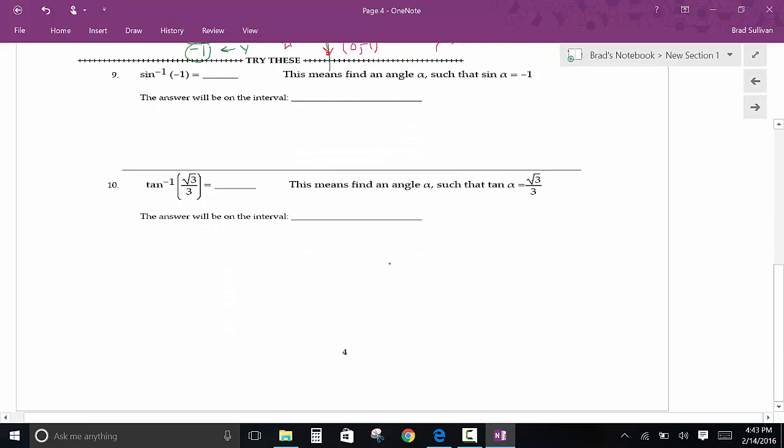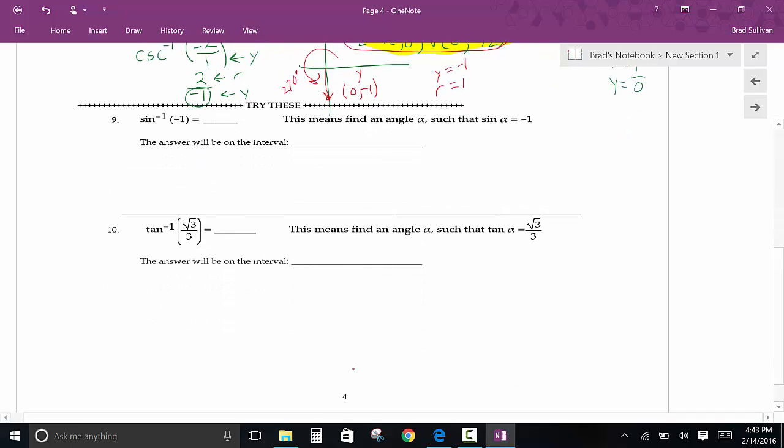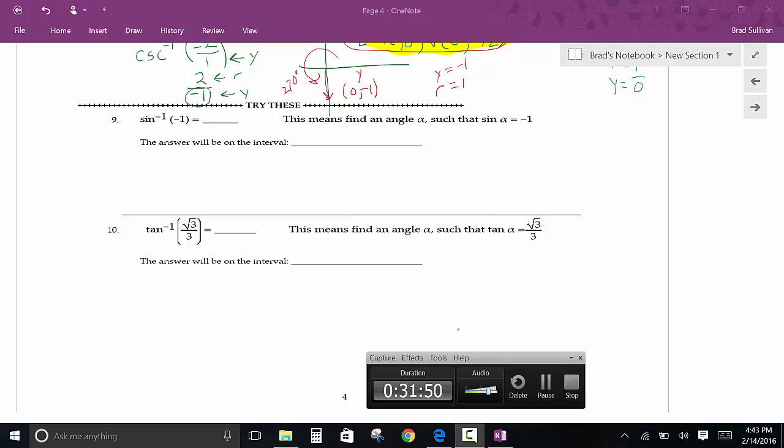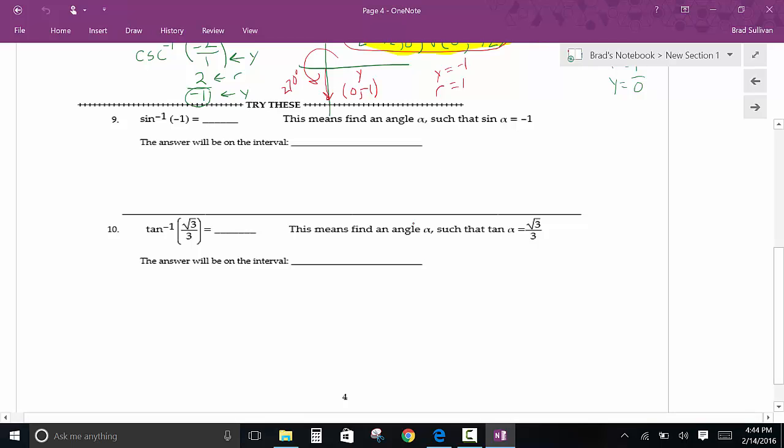All right, so what I'd like you all to do is try the next two problems. So on this recording, it's a good idea right now to go ahead and just pause it, and then you can resume it as soon as you're done with problems 9 and 10. Okay, so let's see if we reason these out okay.